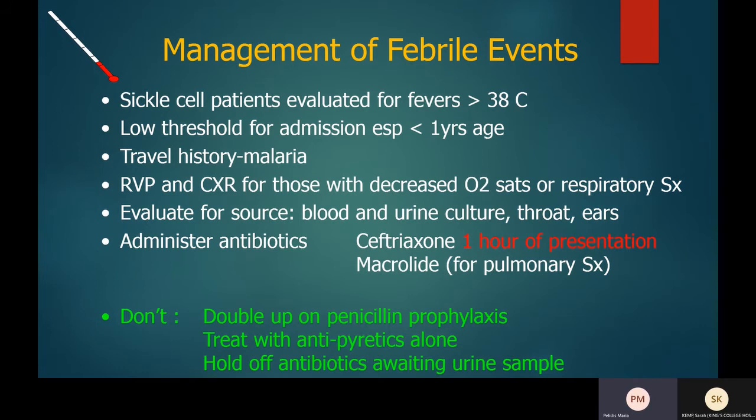We do not recommend that you just double up on penicillin prophylaxis, treat the fever with antipyretics alone, or hold off antibiotics, awaiting for the patient to produce a urine sample. So ideally, patients with sickle cell disease, when they attend the hospital who have a fever, should have a careful but quick review for a source for fever. They should have blood cultures obtained in addition to a full blood count and CRP, and receive an antibiotic within 1 hour of presentation to the hospital.